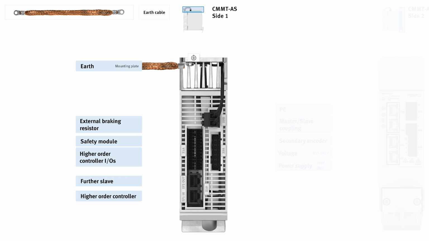Earth to CMMT-AS via earth cable. By default, the internal braking resistor is pre-connected to the CMMT-AS X9B connector. Note: if an external braking resistor is used, disconnect the internal braking resistor and connect the external braking resistor to the X9B connector via cables.